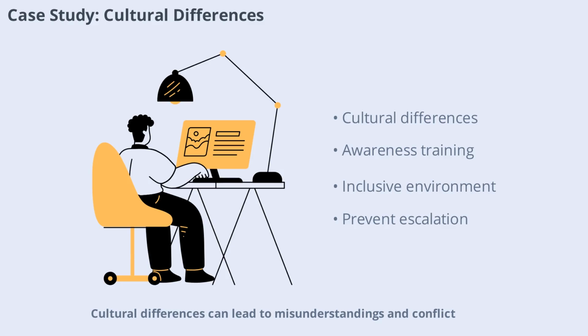Cultural differences can lead to misunderstandings and conflict. In a global team, differing communication styles cause confusion. The source is cultural, and the stage is latent conflict. You provide cultural awareness training and encourage team members to share their perspectives. By fostering understanding, you prevent escalation and build a more inclusive team environment.